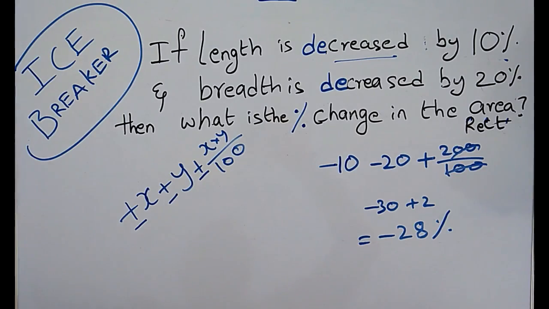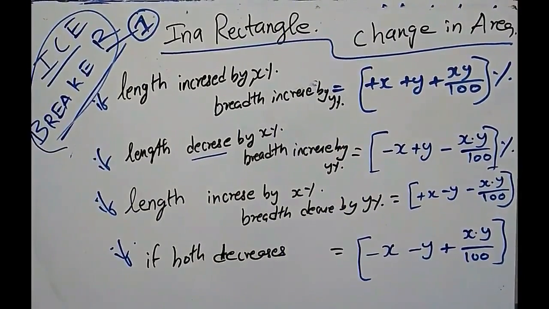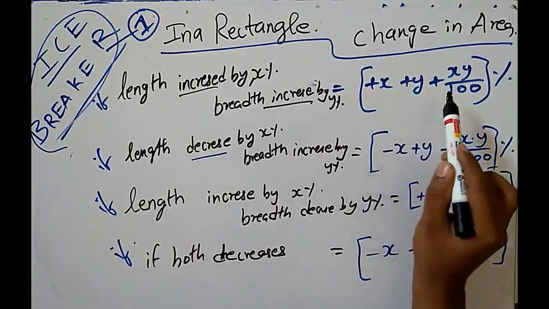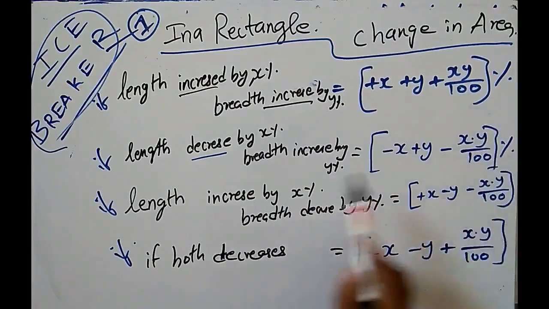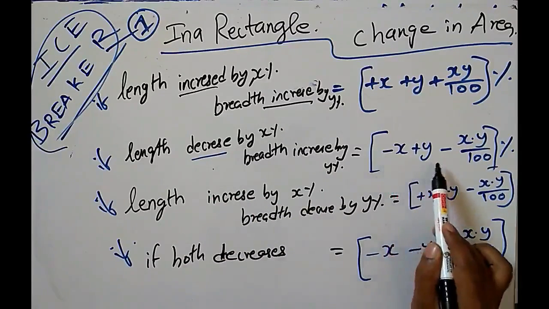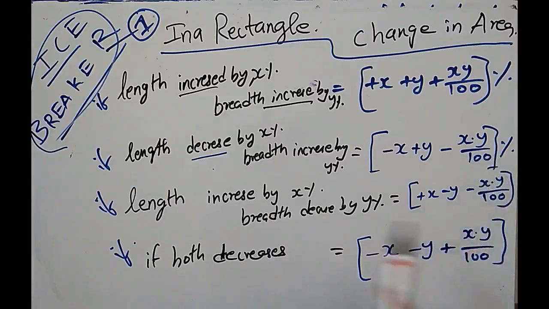Okay friends. So friends, this is icebreaker. I have given all the 4 cases here. If the length increases and breadth increases, it is plus x plus y plus x into y by 100. If length decreases and breadth increases, minus x plus y minus of x into y by 100. Length increases and breadth decreases, and if both decrease, remember friends, minus x minus y, minus into minus becomes plus x into y by 100. If possible, take a screenshot, friends, which will be very useful.